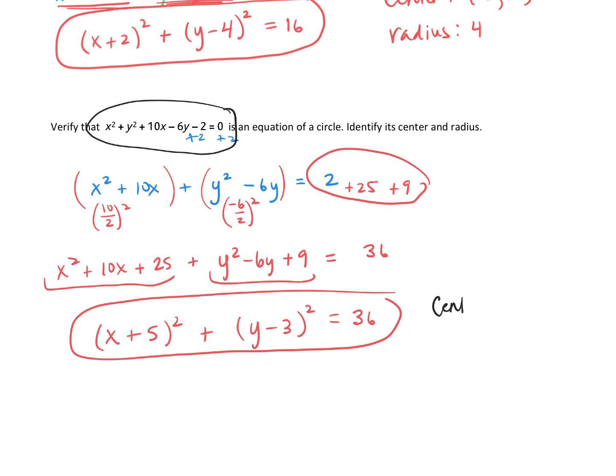The center of our circle: the h is with the x, so it's the x plus 5, so our h is a negative 5. The k is with the y minus 3, so it's a positive 3. And this is our radius squared, so what do we square to get a 36, or what is the square root of 36? That is 6.